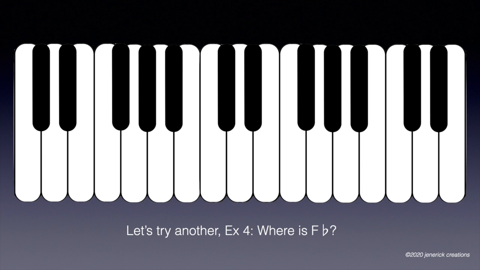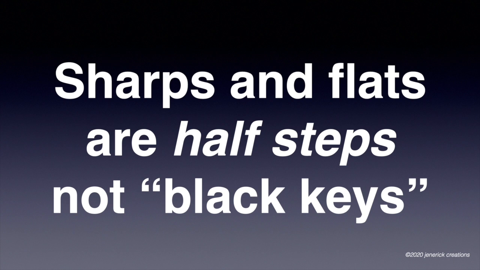How about this one? F flat. C, D, E, F. And not up and to the left, there's nothing there. So let's go just F flat. Flat is down a half step. So there you go. F flat and E natural are enharmonic equivalents. Sharps and flats are half steps, not black keys.